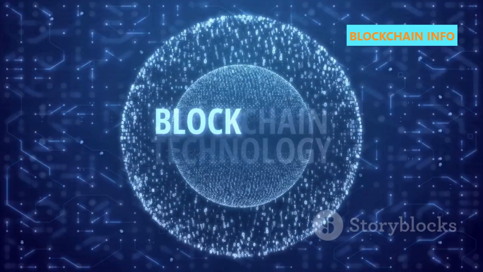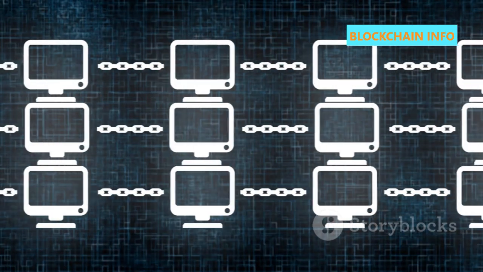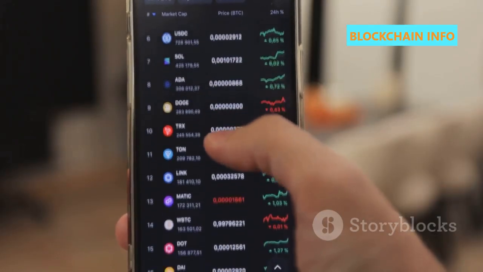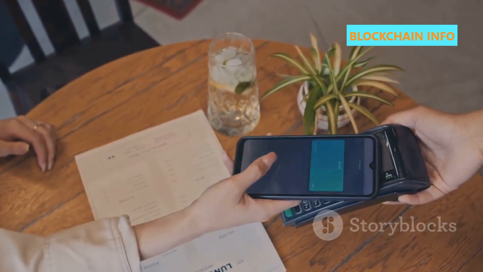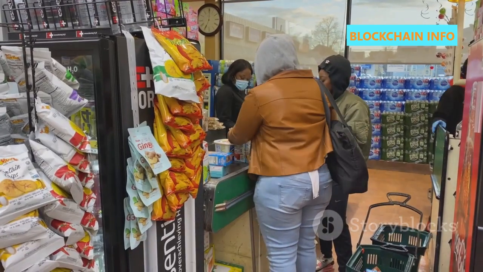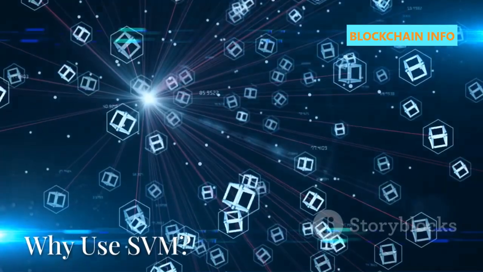The SVM solves this with localized fee markets. Each smart contract has its own independent fee market. This prevents one popular application from spiking fees for everyone else. It's fairer, more predictable, and makes Solana much more accessible for everyday users. Think of it as a system where the cost of going to your local store isn't affected by a stadium concert happening across town.